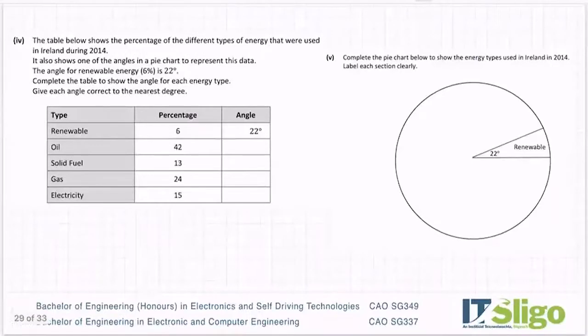Part 4. The table below shows the percentage of the different types of energies that were used in Ireland during 2014. It also shows one of the angles in a pie chart to represent this data. The angle for renewable energy, 6%, is 22 degrees. Complete the table to show the angle for each energy type. Give each angle correct to the nearest degree.